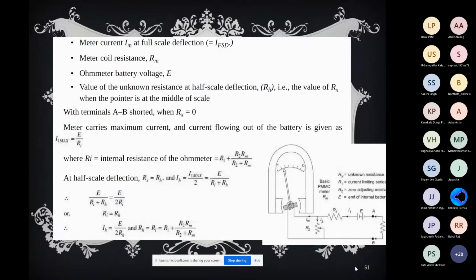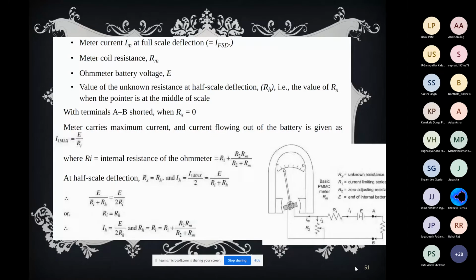So E by Ri plus Rh will be equal to I max by 2, that is, E by 2Ri. So E will cancel out, and Ri will be equal to Rh. That means if the internal resistance combination is equal to Rh, you will get the half scale deflection. In such a case, Ih will be E by 2Rh and Rh will be equal to Ri, that is R1 plus R2 Rm by R2 plus Rm.